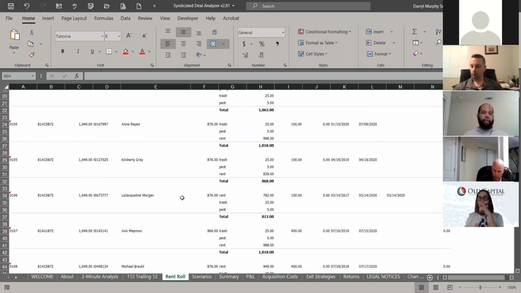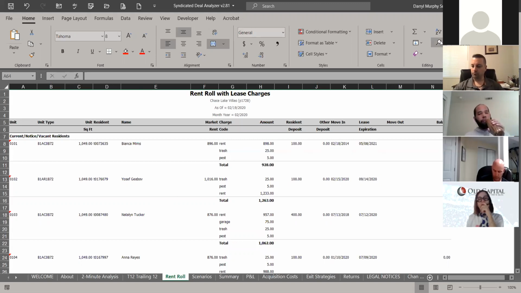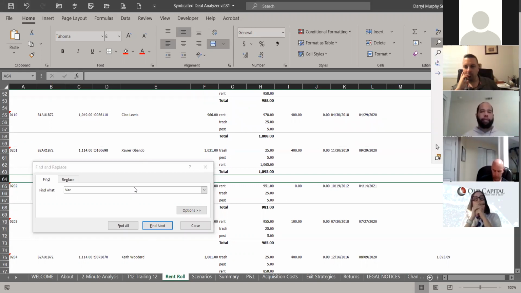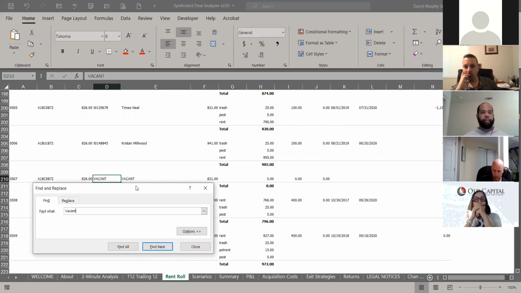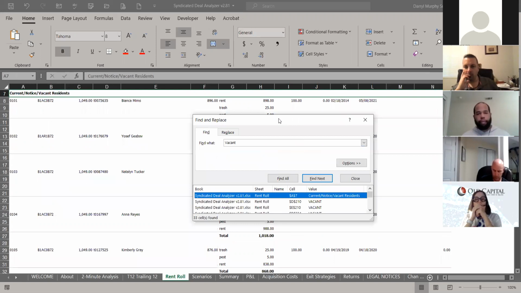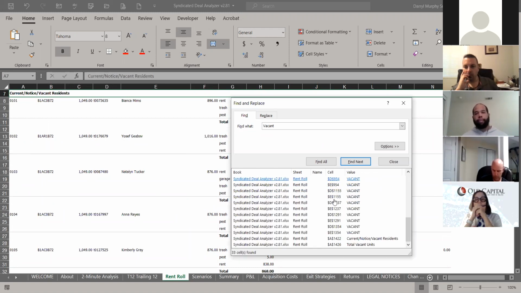So from this point, I go and I look for all vacant units, right? Because I'm going to count them up. Now I'm not going to sit here and scroll through all of them. Normally, what I do, I just hit my little find right over here, and I just type in vacant. You would say find all, and as you can see, there's going to be a whole lot of them, right?